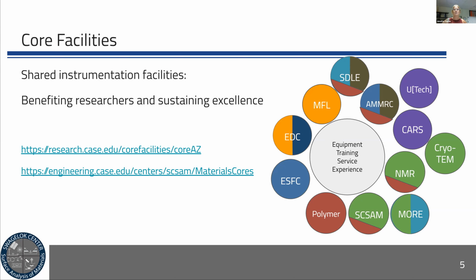You can find lists of these core facilities at research.case.edu, which has a fairly outdated or updated, depending on which company line you believe, list of those core facilities. And then on the microscopy website, which is the Swagelok Center for Surface Analysis of Materials, or affectionately known as CSAM, I have provided a list of all of the cores that I know of that are useful for material synthesis, and characterization of structure, microstructure, and ultimately performance of materials.